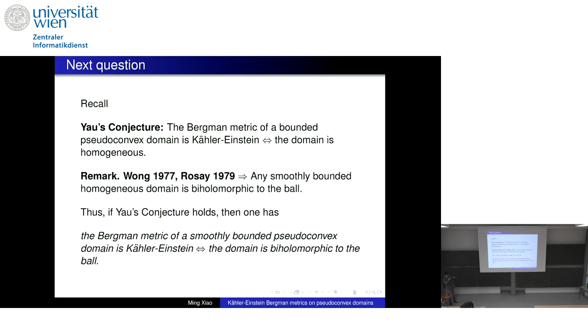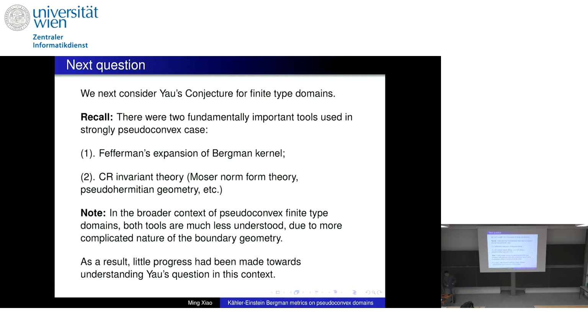Okay, so it would be nice if one can find an approach to prove this last statement of Yau's conjecture for smoothly bounded pseudoconvex domains, but as we mentioned, this appears to be very difficult because we don't know much about the boundary if we are too ambitious to work on this statement. So instead, we're going to consider Yau's conjecture for finite type domains.